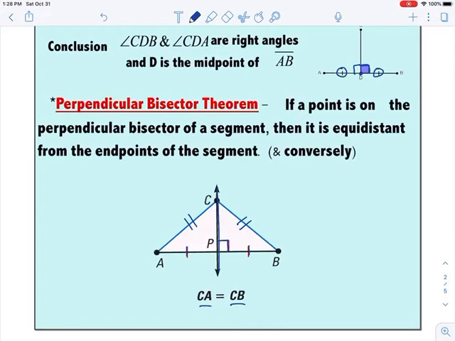Okay, and again, you can go the opposite way and say, if you know that this side is equal to this side, and then you drop your perpendicular bisector, you would have your two congruent pieces on the bottom.